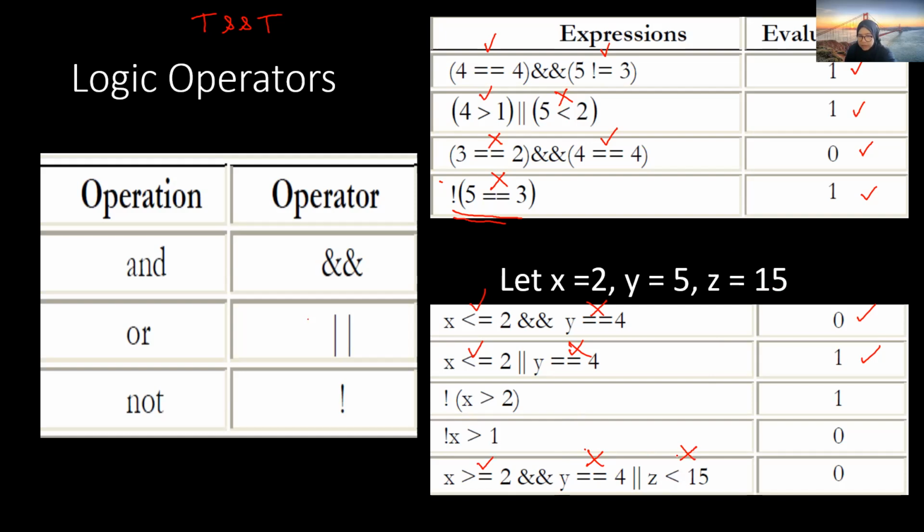So we have and, and we have or. Which one is evaluated first, AND or OR? AND. Yes. First you evaluate the AND, and finally you evaluate the OR. OR is always evaluated last. So in this case, this is false, true and false is false. False and false or false, then it will be false.